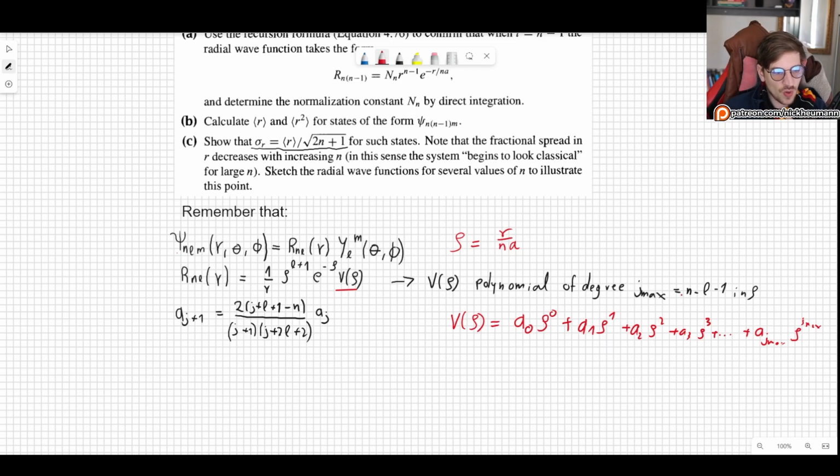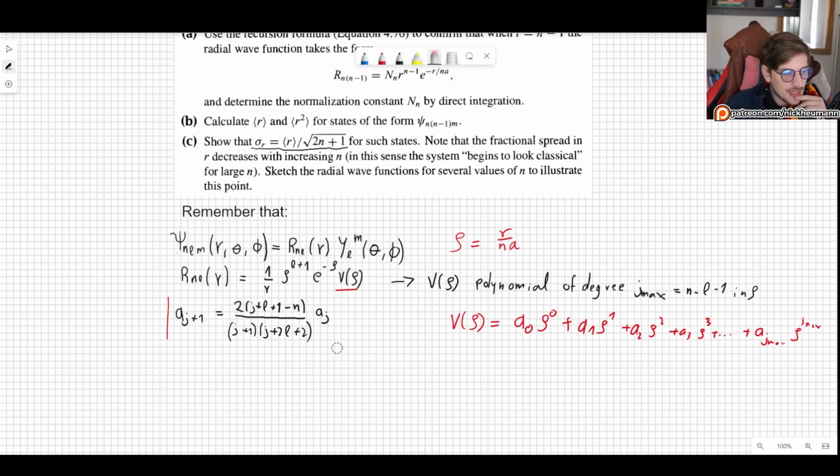Now, how do we know the maximum degree? Well, for that we can go here to this recursion formula, because this recursion formula gives us a0, a1, a2. Why recursion? Because we start with the lowest case, which is a0, and then we get all other coefficients, a1, a2, a3, a4, etc., in terms of a0. So that's why it's recursion. It kind of goes back on itself all the time.